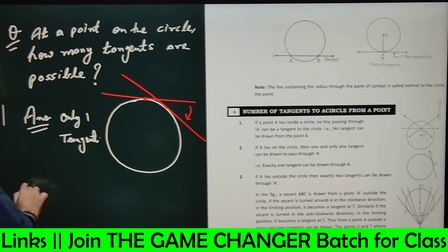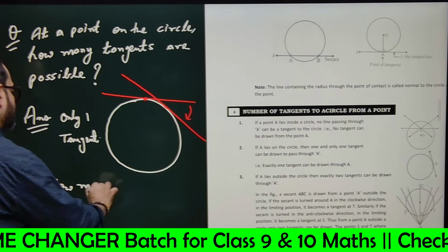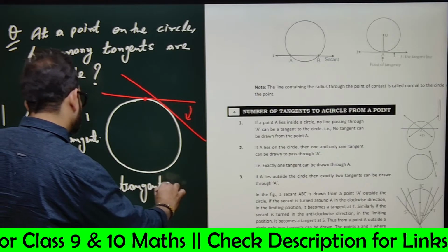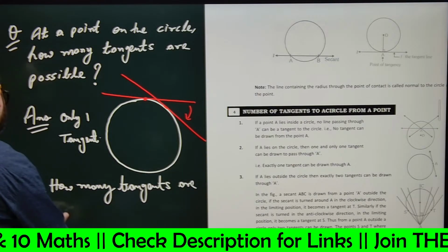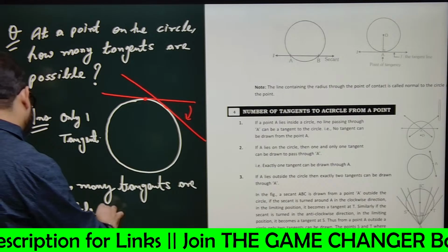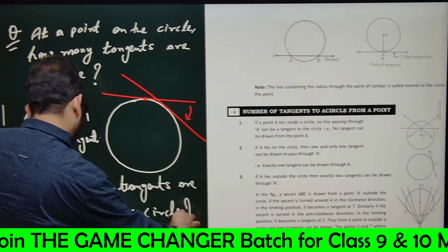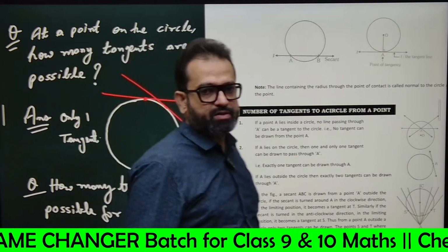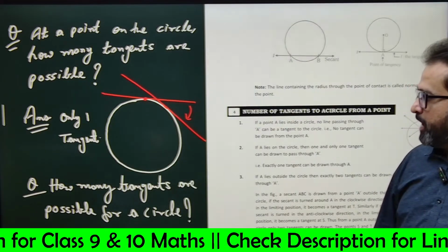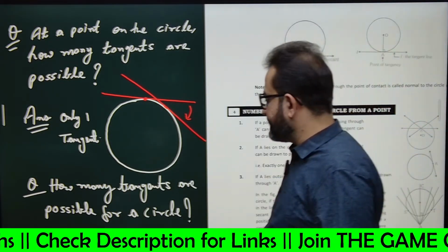Okay. Next question is, how many tangents are possible for a circle? Come on, tell me. How many tangents are possible for a circle? Anyone in the comments? I'll be happy to see. एक circle के लिए how many tangents are possible?